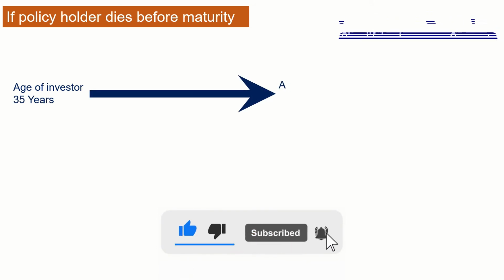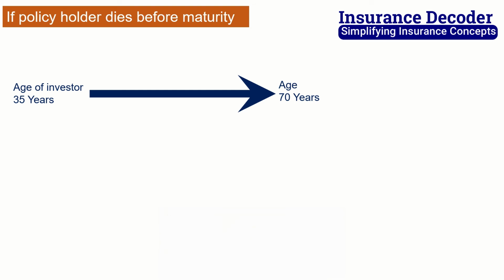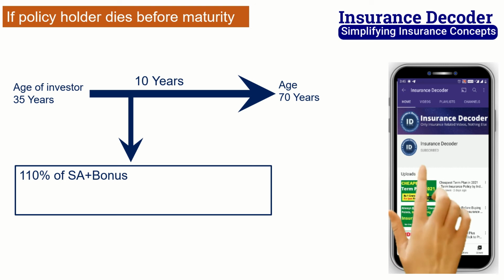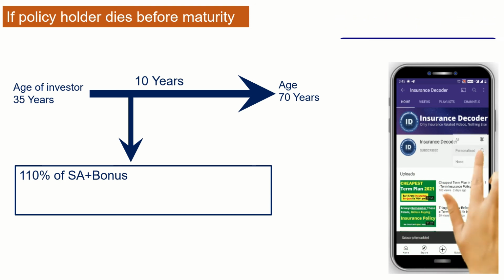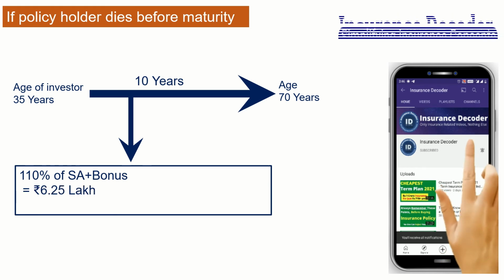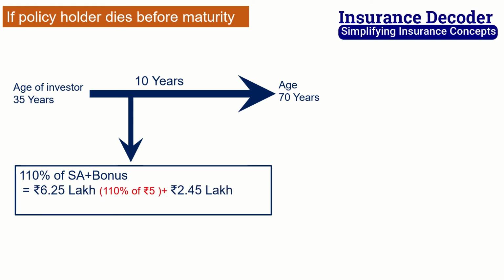Age of the investor, say 35 years, and so he has taken the policy for 35 years. So at the age of 70 years, his policy will mature. But after 10 years, that means at the age of 45 years, if the insurance holder dies, in that case, the insurance company will pay 110% of sum assured plus bonus. So here the sum assured was 5 lakh rupees. So 110% of 5 lakh will be 5.5 lakh plus 2.45 lakh will be the bonus.